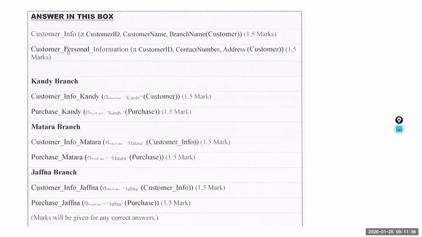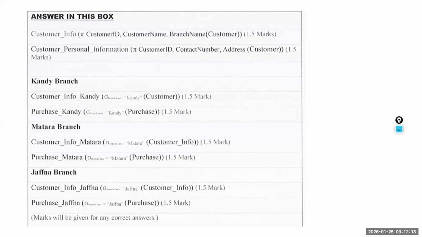Okay. So this is what the Kandy branch needs. Customer info Kandy, purchase Kandy. Matara branch, customer info Matara, that is taken only from this file. Purchase Matara. Jaffna, customer info Jaffna, purchase Jaffna. Right. But they have not considered that concept of Kandy needing access to all the branch details, and Matara and Jaffna needing only their branch details. That aspect is not addressed in this particular scheme. For some reason, I don't know. But I will do that one also.